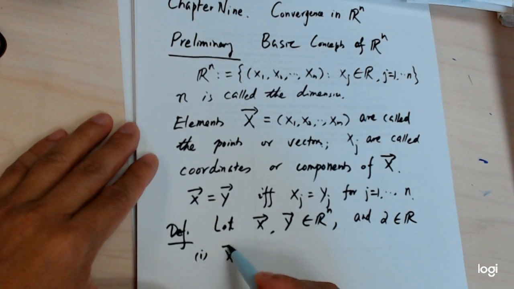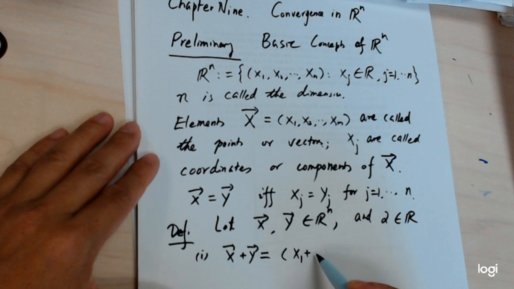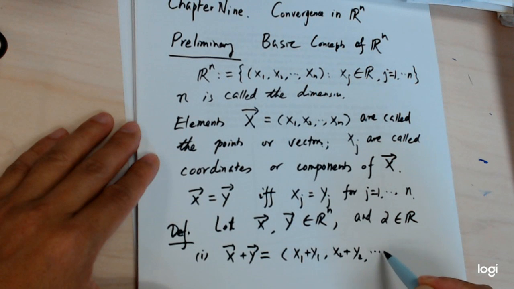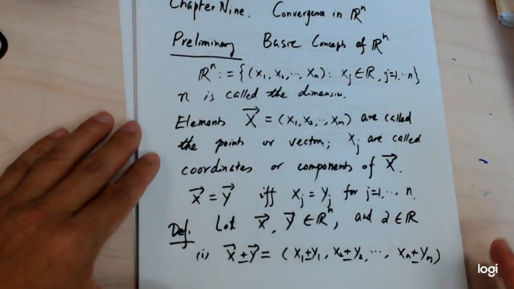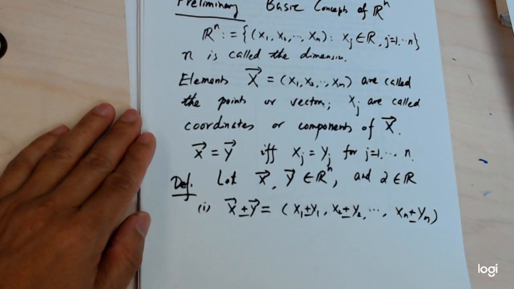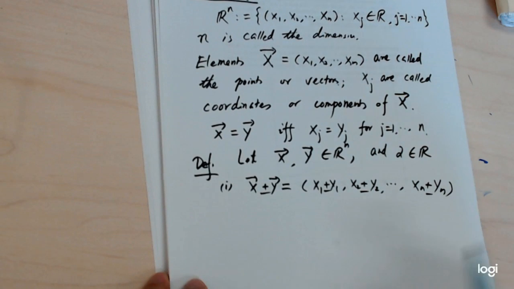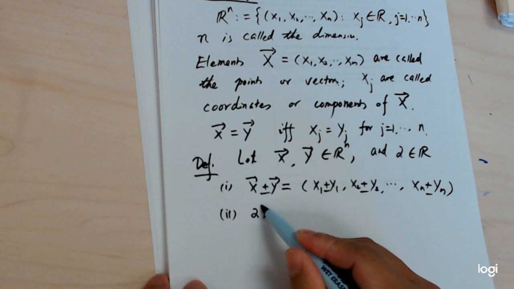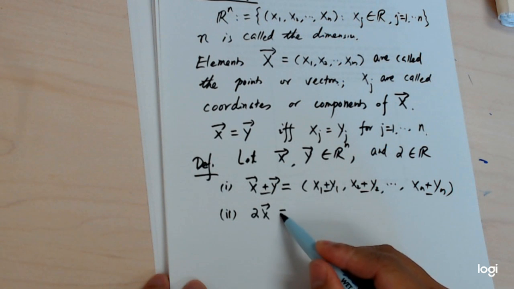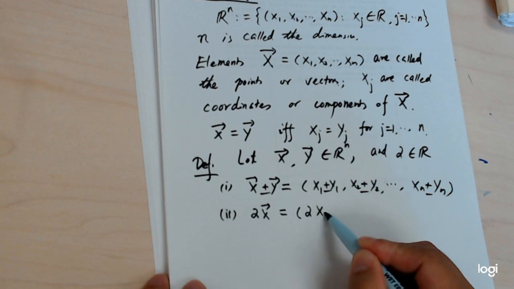We can talk about the sum of two vectors, which is essentially just adding up each component. Likewise the difference, with a minus sign. Number two, a scalar times one of the vectors. It just uses the scalar multiplied with each component.